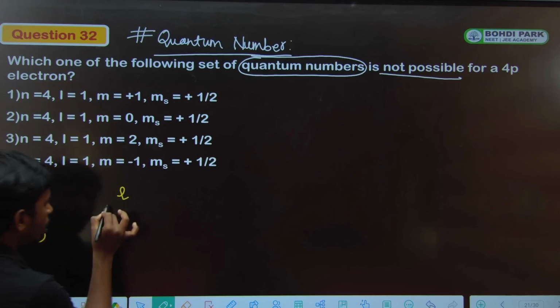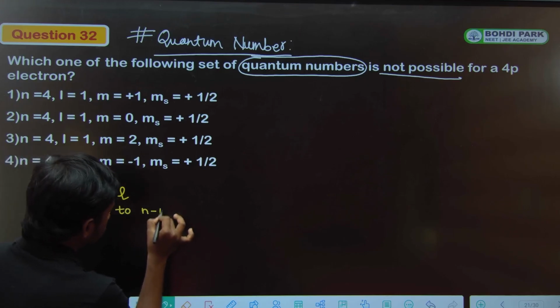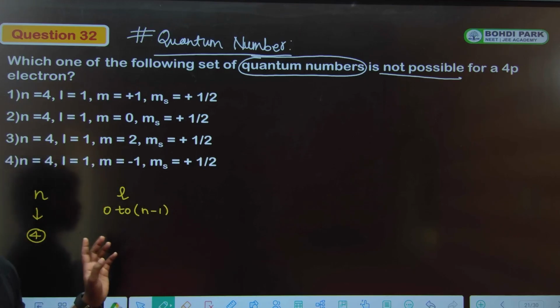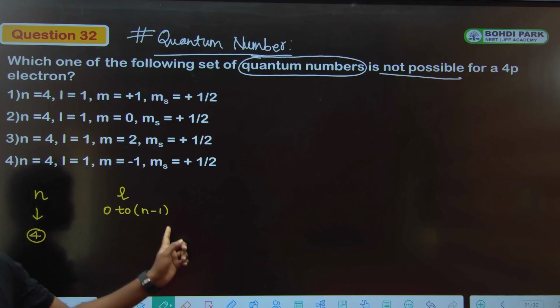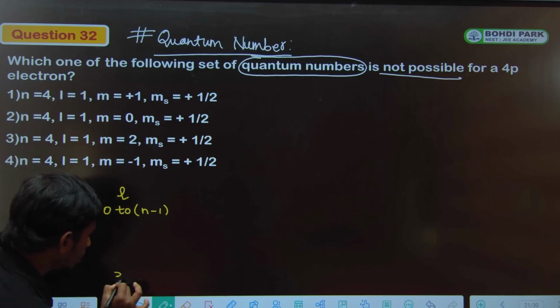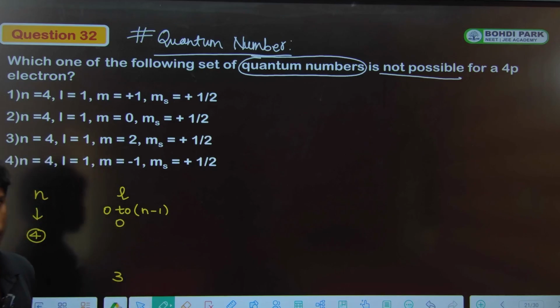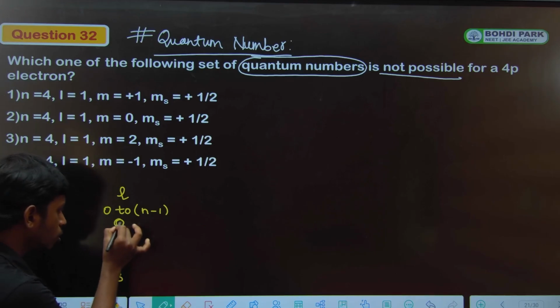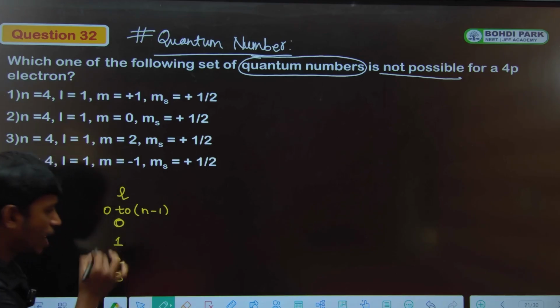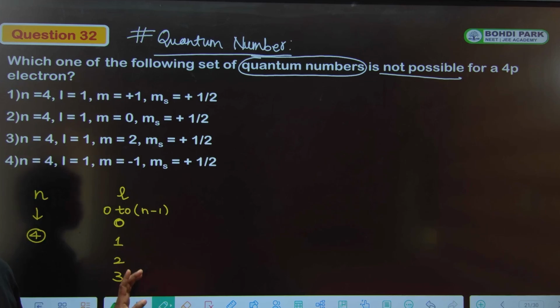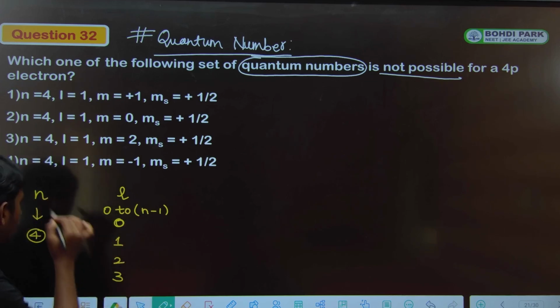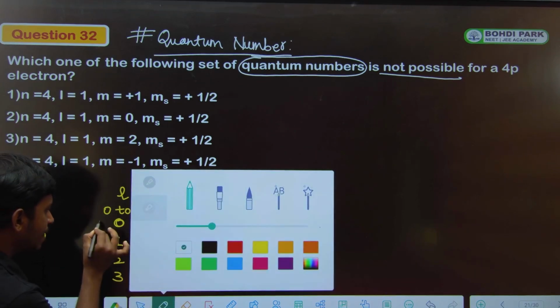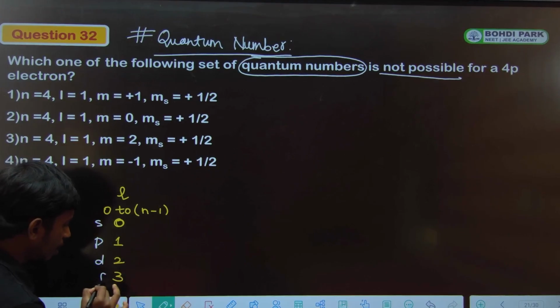l வேல்யூக்கு ஃபார்முலா என்னது? 0 to n minus 1. It is the formula for l. ஓகேவா? n minus 1 எடுத்தோம். n minus 1 which means 4 minus 1, 3 வரைக்கும் இருக்கலாம். 0 ஓட ஆரம்பிச்சு 3 வரைக்கும். So what are the possible numbers? 0, 1, 2 and 3. These are the 4 azimuthal quantum numbers possible for n value 4. ஓகேவா? So it is nothing but s orbital, p orbital, d orbital, f orbital.